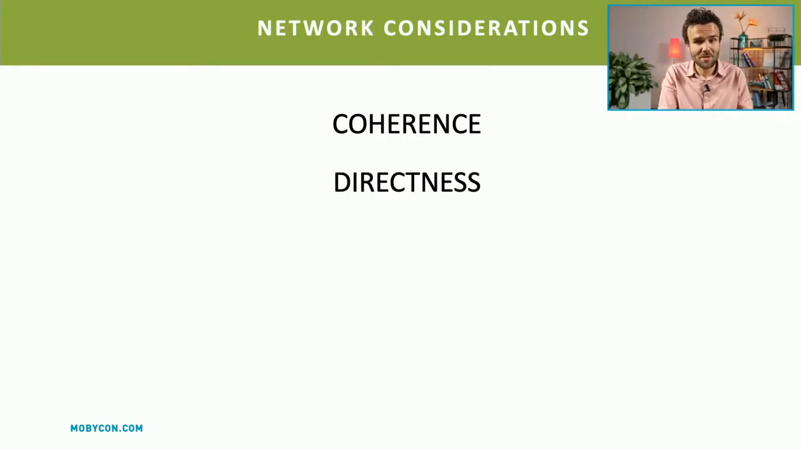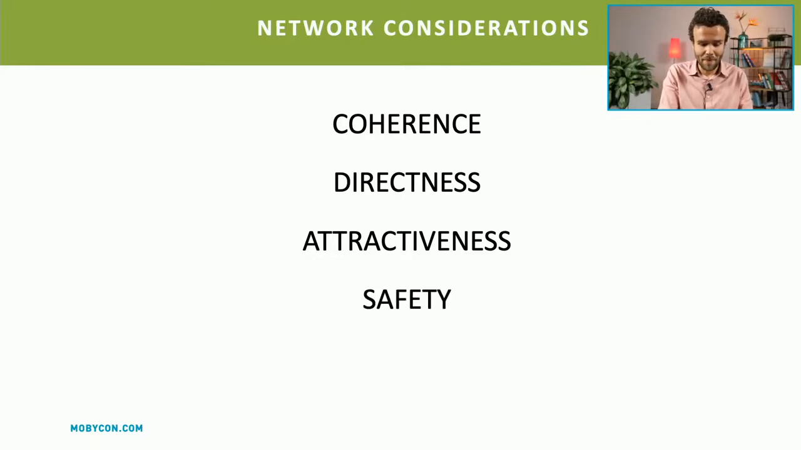So it's coherence, a coherent network for walking and biking, but also for driving. You want a cycling network to be very direct. You want it to be attractive, which you have influence on if you plan a whole greenfield or brownfield development. It obviously needs to be safe, and it needs to be comfortable. And that has several aspects, but also the type of pavement you use, for example.